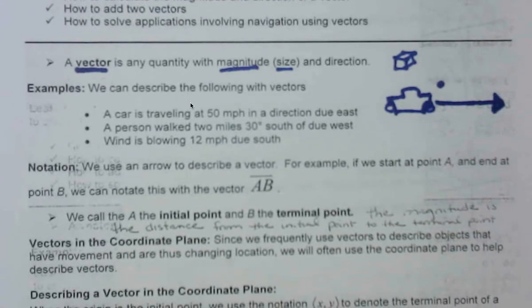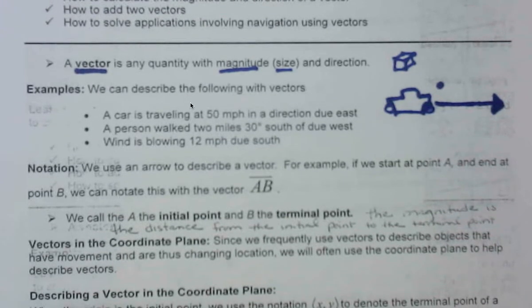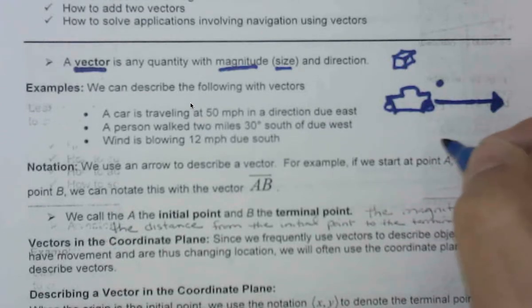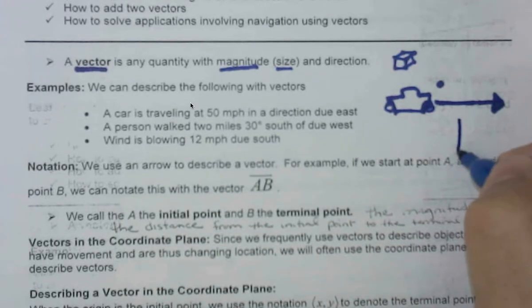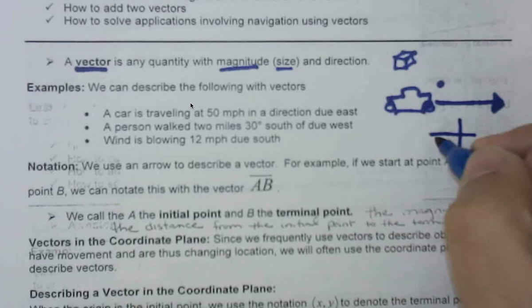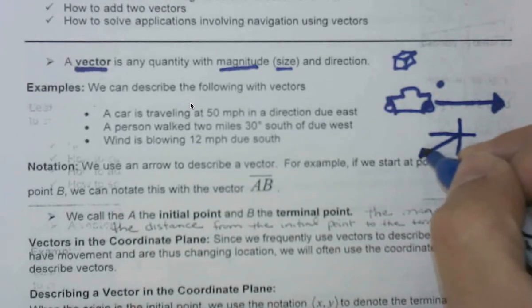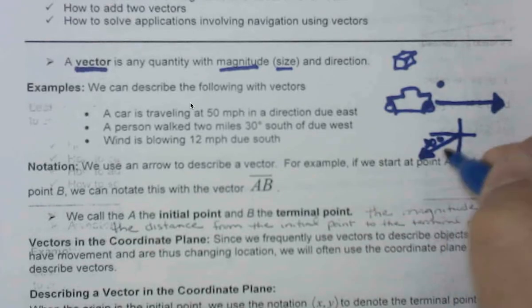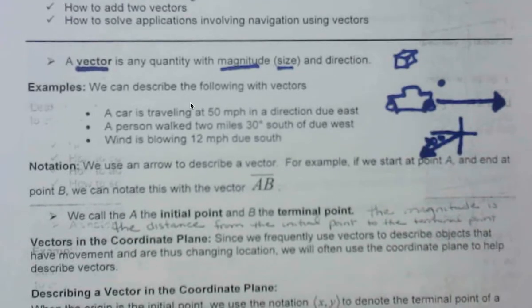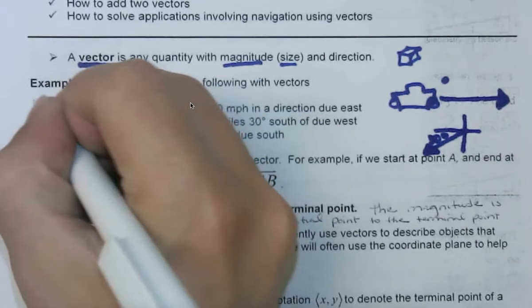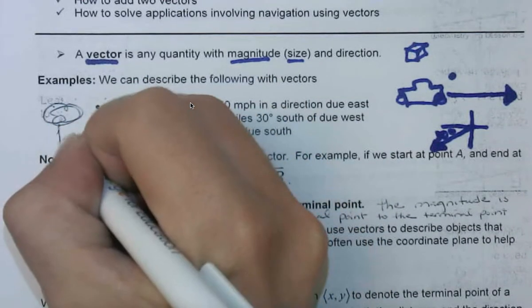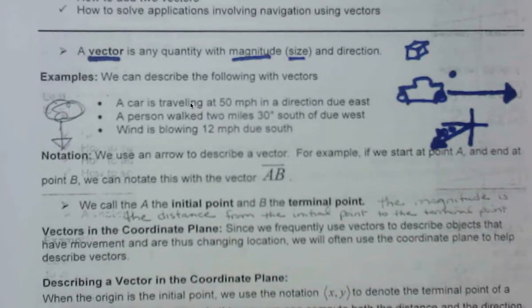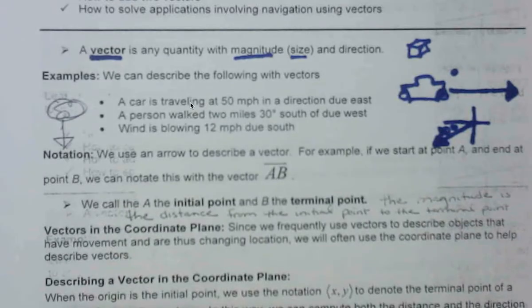A person walking 2 miles, 30 degrees south of due west. So this is a little bit more challenging, but 30 degrees south of due west. So it's as if we would have northeast, southwest, but we're 30 degrees south of that. So we can assume that this is where that person's walking in this general direction. The wind blowing 20 miles per hour due south. Let's say that we have this bubble here, and we say that that's going to be going south. Cool. Kind of looks like a person, but let's say that it's really a cloud.